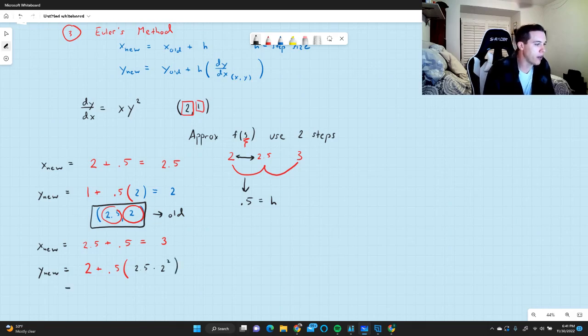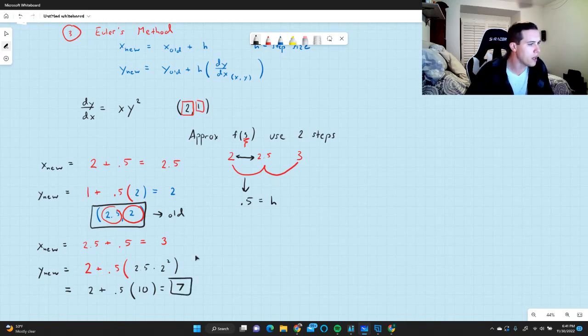So a lot of times these are calculator problems. This one I think is okay. I think we can do it without a calculator. Let's see. So our new y coordinate would be 2 plus 0.5 times 2 squared is 4. Luckily, 4 times 2.5 is just 10. 2.5 times 2 squared is 10. And then 0.5 times 10, half of 10 is 5, so 2 plus 5 is 7. So Euler's method yielded a value of (3, 7).